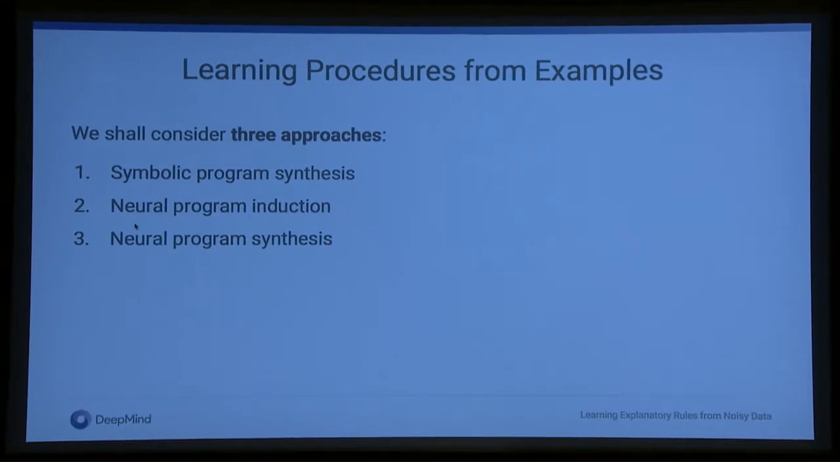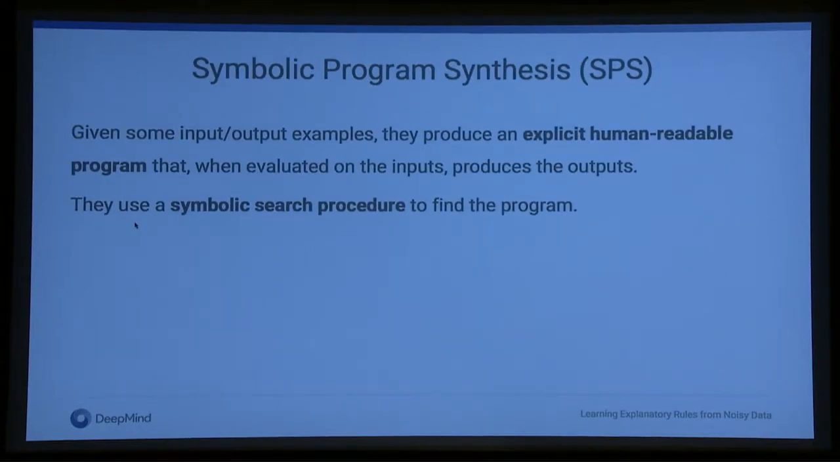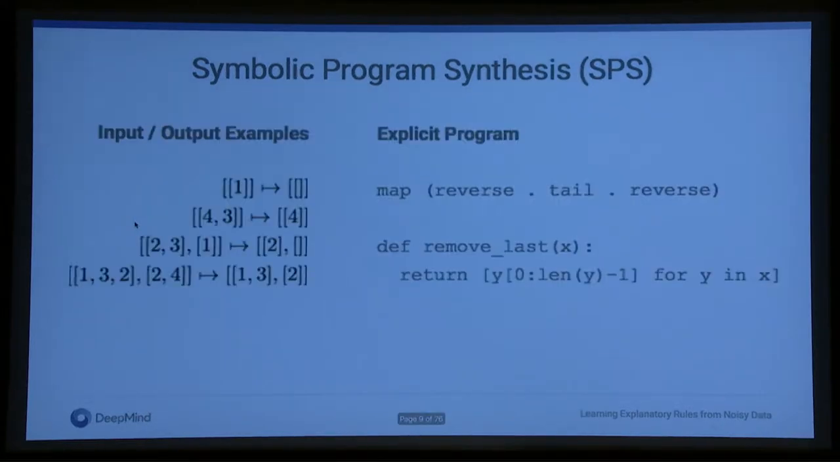I shall briefly consider three approaches: symbolic program synthesis, neural program induction, and neural program synthesis. I will focus on the third one. Okay, so first of all, symbolic program synthesis. Here, we start with our input-output examples, and we produce an explicit human-readable program. And we use a symbolic search procedure to find that program. So for example, given these input-output examples, it produces the following programs using some sort of symbolic search.